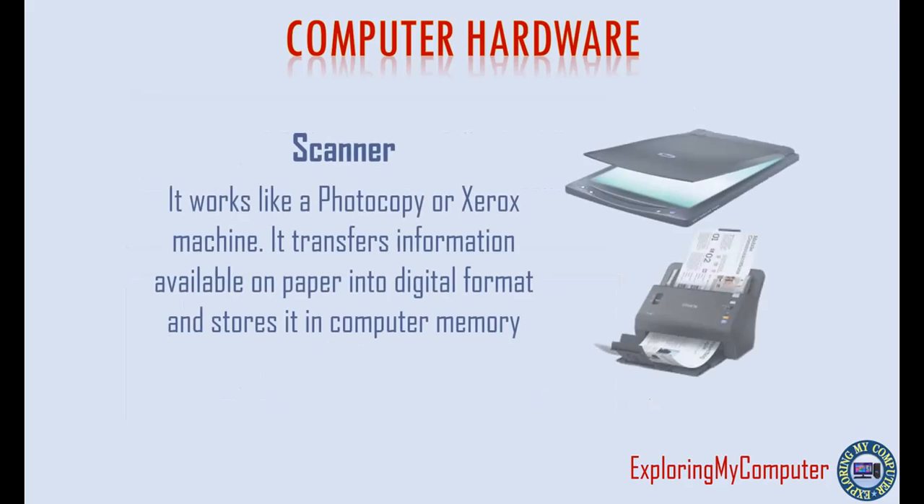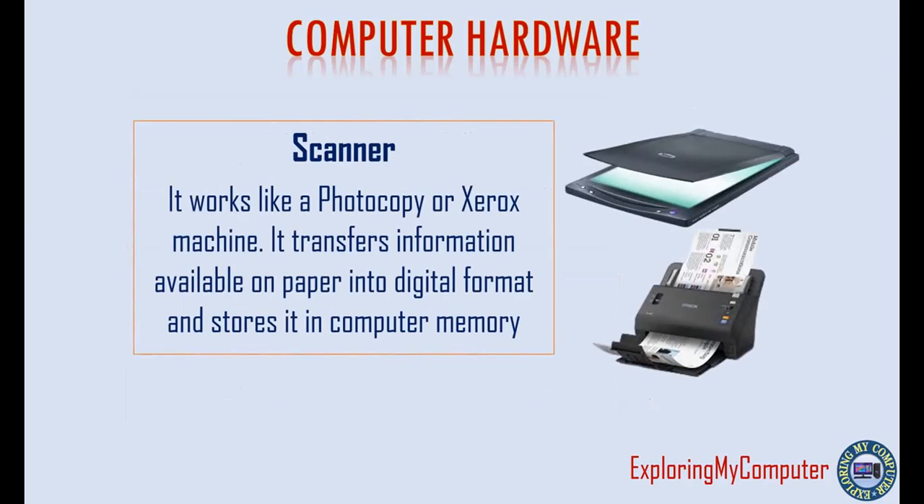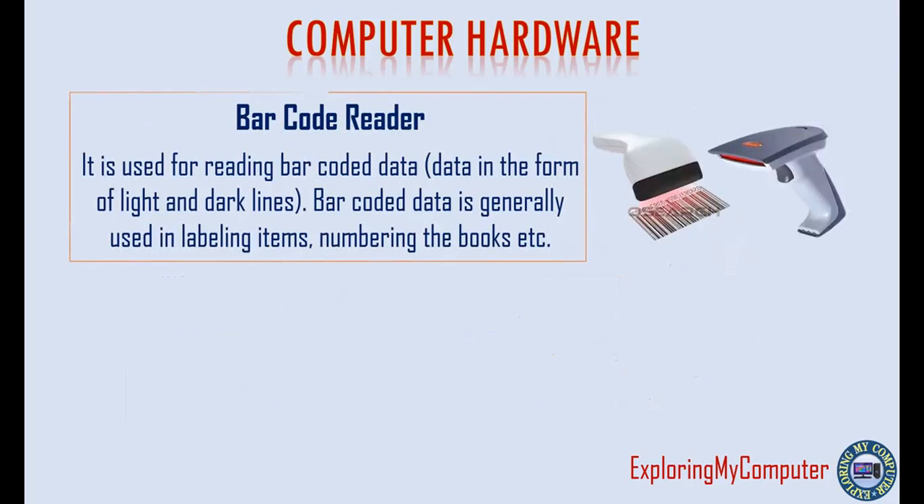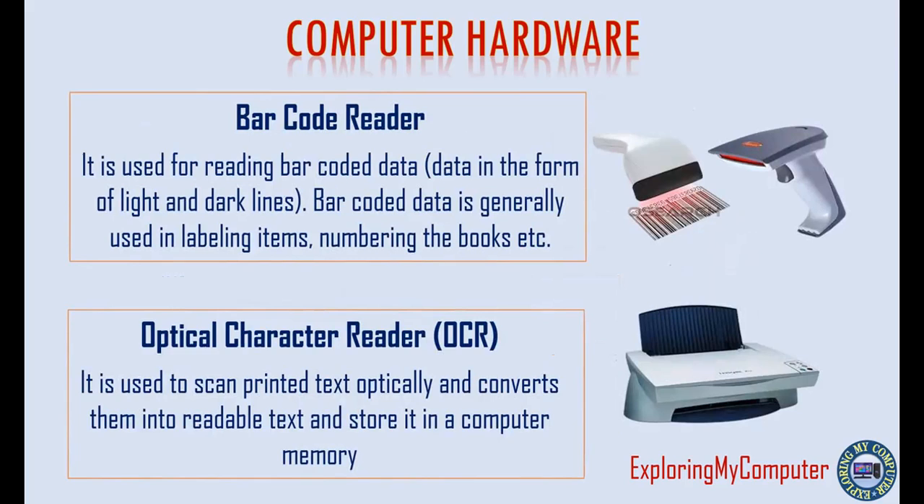Scanner. It works like a photocopy or Xerox machine. It transfers information available on paper into digital format and stores it in computer memory. Barcode reader. It is used for reading barcoded data, data in the form of light and dark lines. Barcoded data is generally used in labeling items, numbering books, etc. Optical character reader, OCR. It is used to scan printed text optically and convert it into readable text and store it in computer memory.